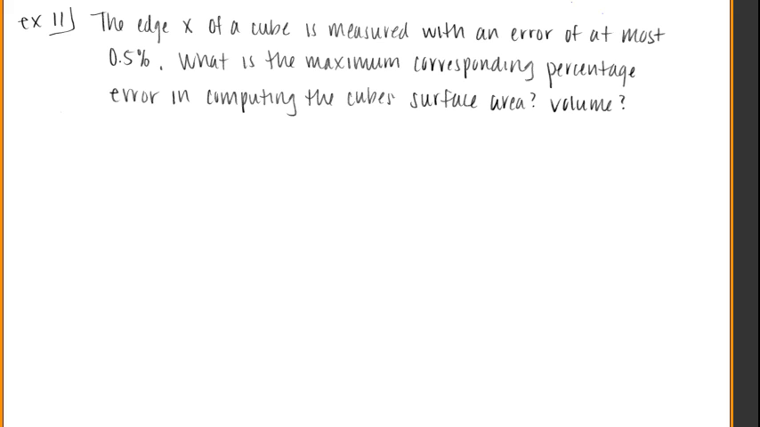The edge x of a cube is measured with an error of at most 0.5%. What is the maximum corresponding percentage error in computing the cube's surface area, and then the volume? Okay, so going back, let's read this problem again. The x is representing the edge, and the error is at most 0.5%. We want the maximum corresponding percentage error in computing the cube's surface area, and then volume. Let's look first at the surface area.